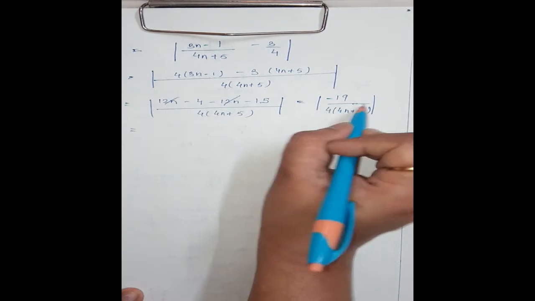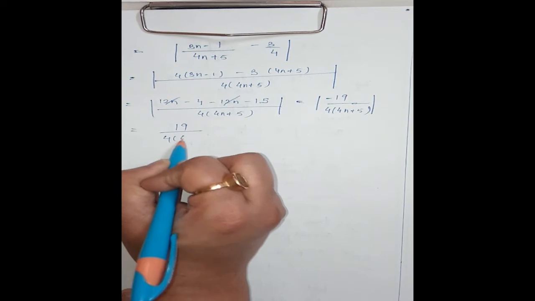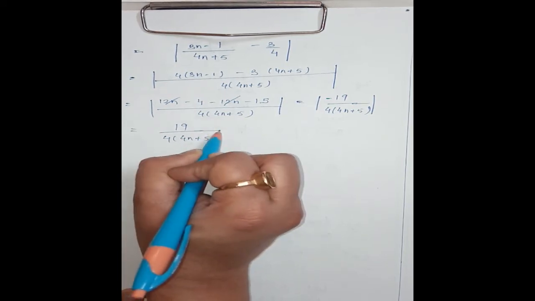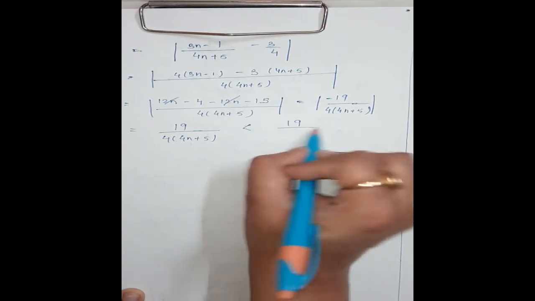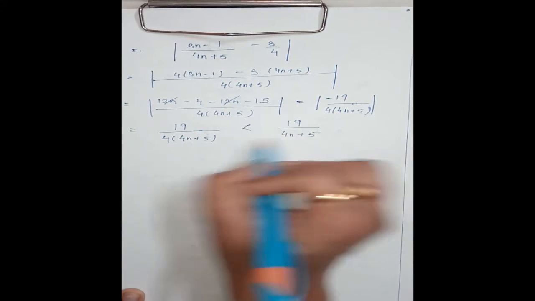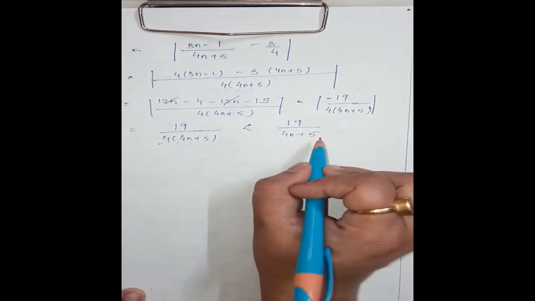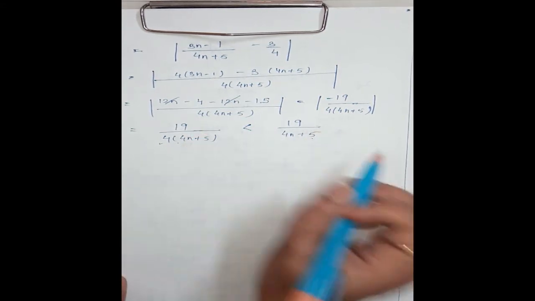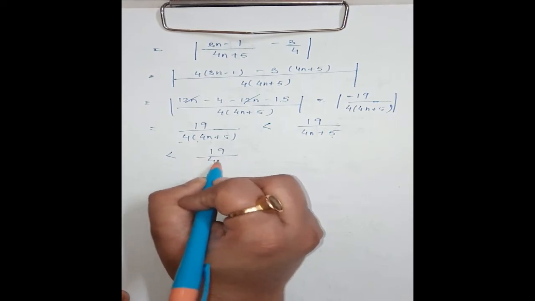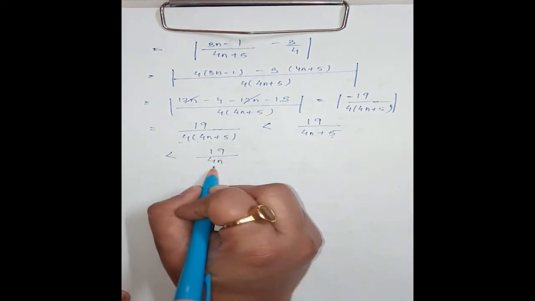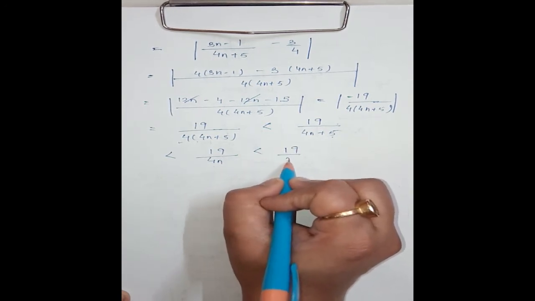Now this is −19 in the modulus. Therefore this is 19 divided by 4(4n + 5). Now this is clearly less than 19/(4n + 5)... since the denominator is more, the fraction is less. Therefore this is again less than 19/(4n), since 4n + 5 is more than 4n. Again, this is less than 19/n.